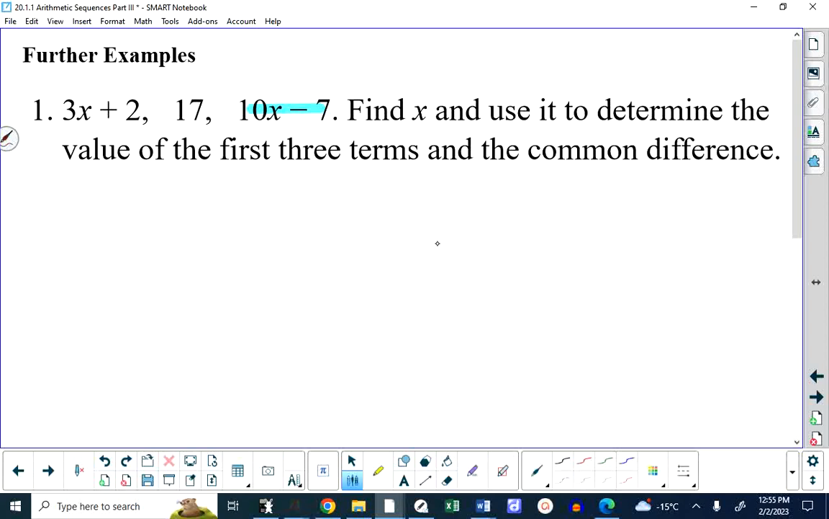We are going to say that if I were to take the second term minus the first term, that would give me the common difference, wouldn't it? Do you agree? But do you also agree that if I were to take the third term minus the second term, that's another way I could find the common difference? Okay. That means this. It means that when you take the second term and subtract the first term, you have to get the exact same thing that you would get if you took the third term and subtract the second one.